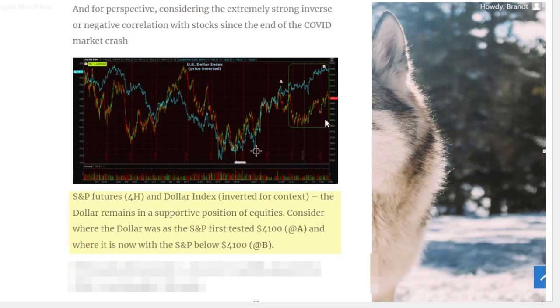So I said, consider where the S&P was. This is early in the week. Remember, back at 4,100, where it failed twice, right here at this level marked A. And look at where the dollar is now, how much weaker it is now over here at B. So at this point, the S&P hadn't crossed 4,100.